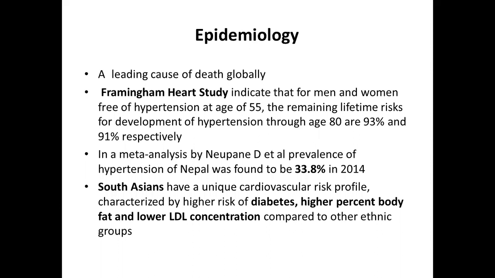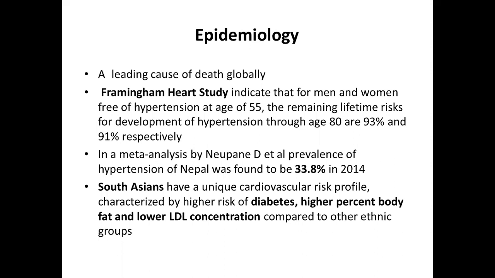Considering the epidemiology, it is a leading cause of death globally. According to the Framingham Heart Study, with the increase in age, there is an increase in the prevalence of hypertension, even if you are normotensive till the age of 55. For example, if you see people who are 55 years old and normotensive, and follow them to the age of 80 to 90, there is a 90% chance of that person developing hypertension.